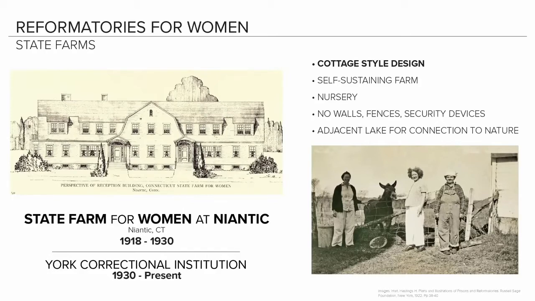There was a nursery in this facility for the women to stay with their children to maintain those familial bonds. And again, there were no walls, fences, or security devices. They strongly urged a connection to nature with the adjacent lake, Bride Lake, which was located beside this prison, where women often swam and used for recreation. This prison is still in operation today, but it is now called the York Correctional Institution, and similar to the Norfolk Prison Colony, it has transformed into a modern prison.